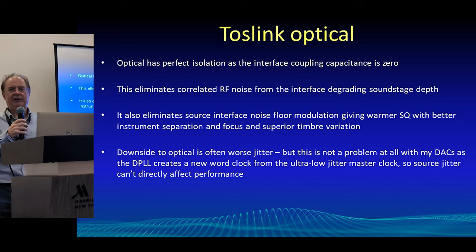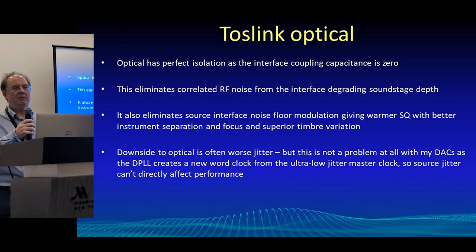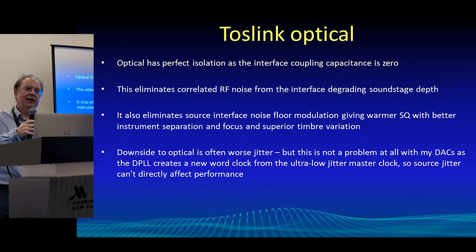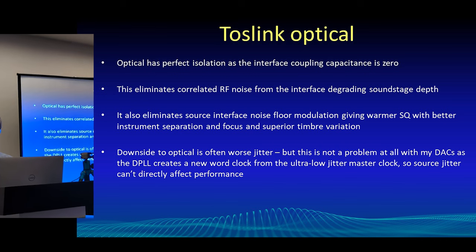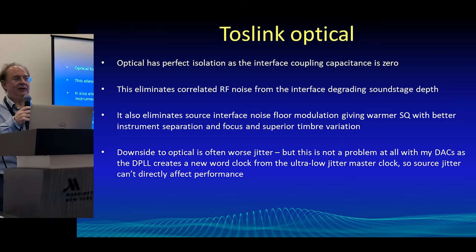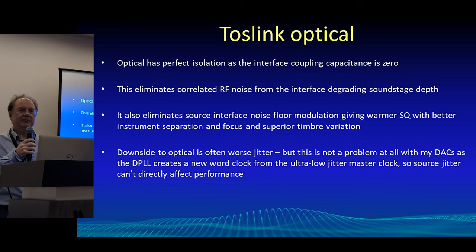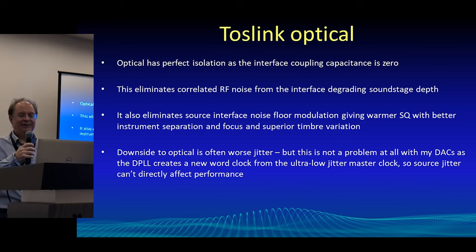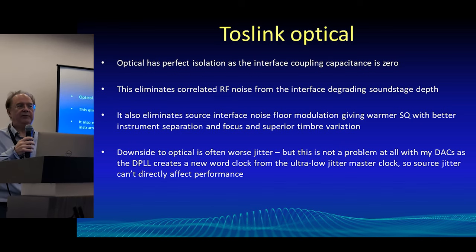Downside to optical is that it often has worse jitter. But on my old ATS2 Audio Precision, the optical connection gave lower measured jitter levels than the BNC. So it often depends upon your actual implementation. But generally speaking, optical is slightly worse jitter. Jitter is not an issue with my DACs at all because of the way that the digital phase lock loop works and the fact that the clocks are being used have nothing to do with your source clock.